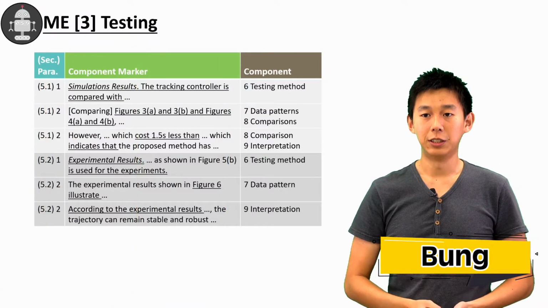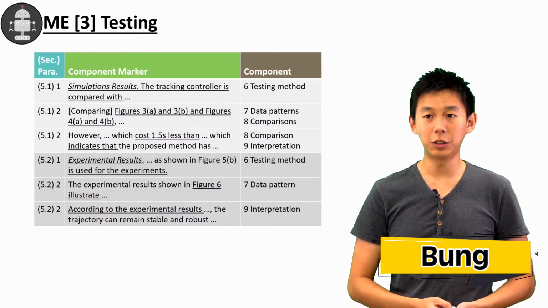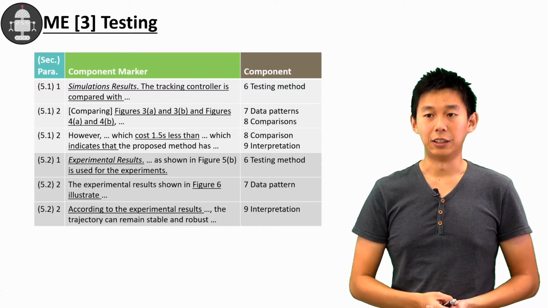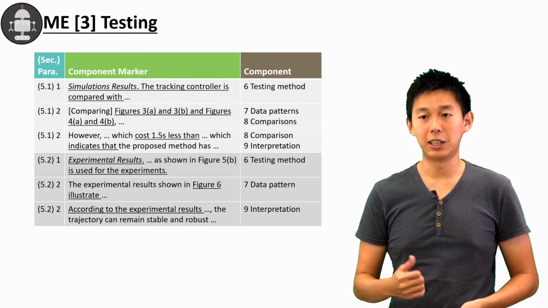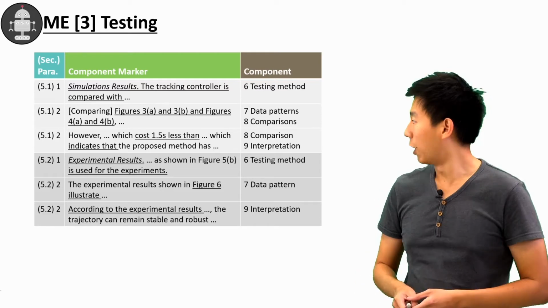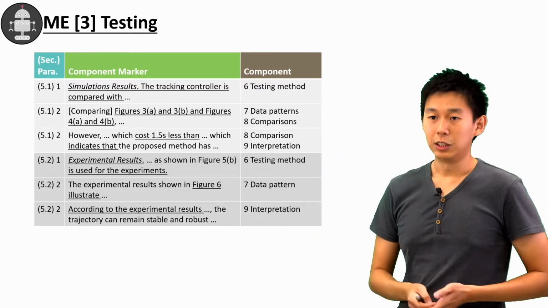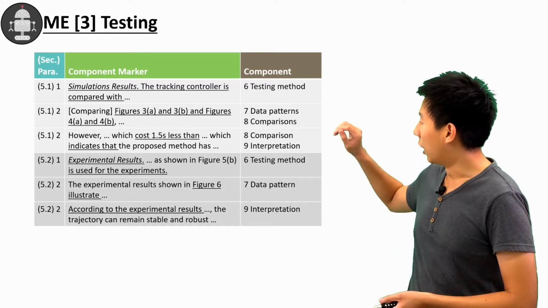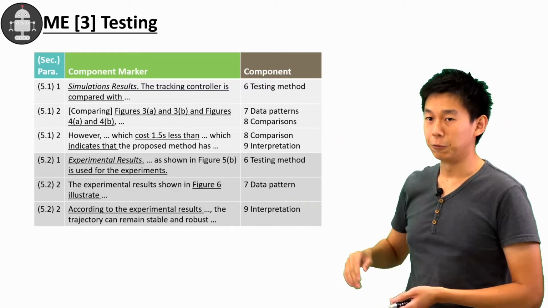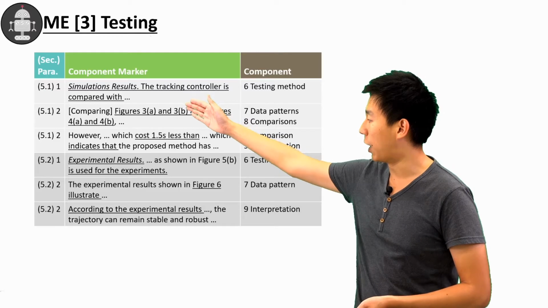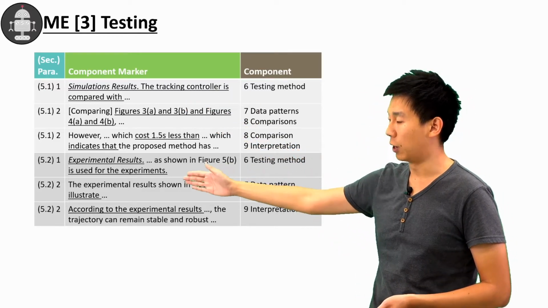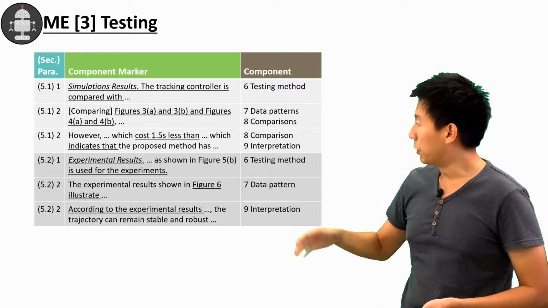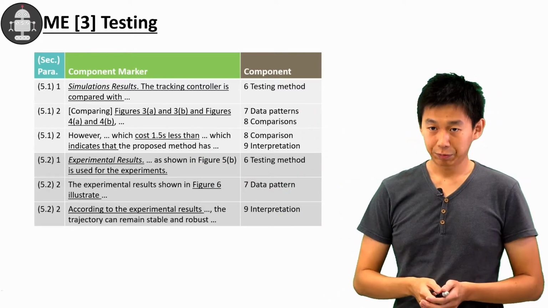As shown here, this is a table summarizing the component markers for the testing division on this slide and the conclusion division on the next slide. And right now, we want to show you the testing division first. This testing division is separated into two sets. The first set belongs to the simulation part and the other belongs to the experimental result part. So let me look at the simulation first.